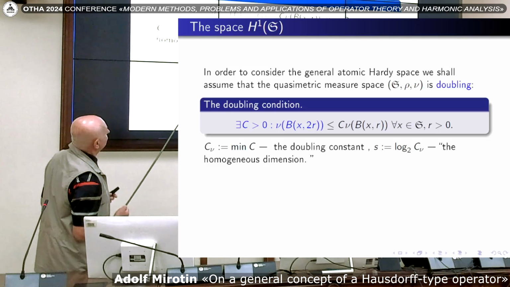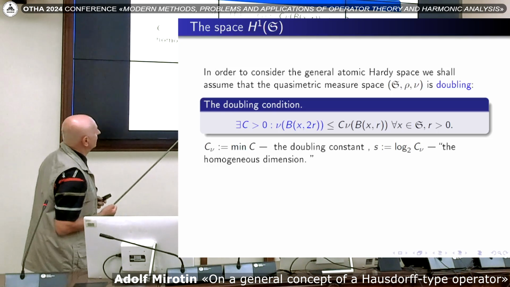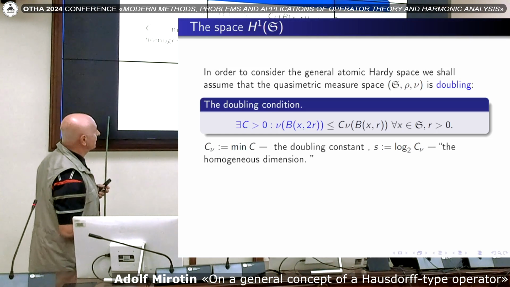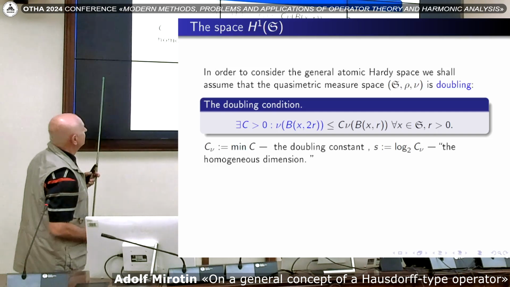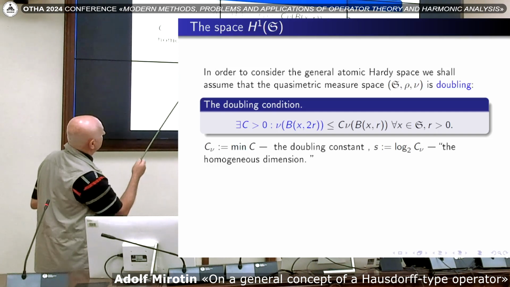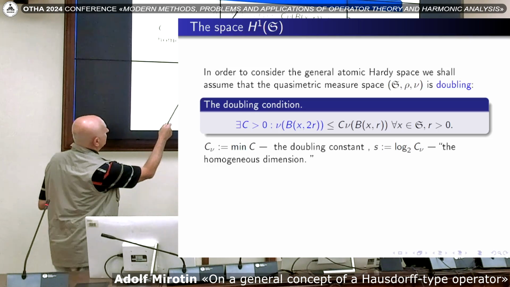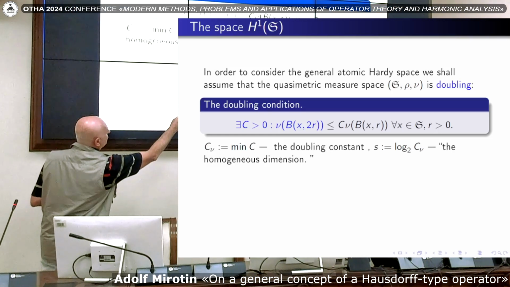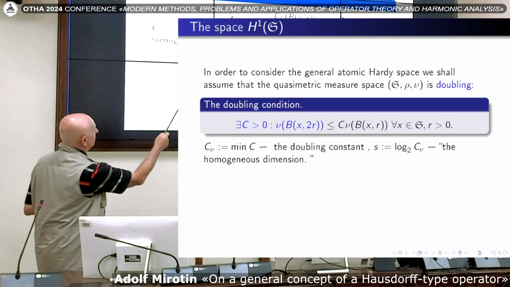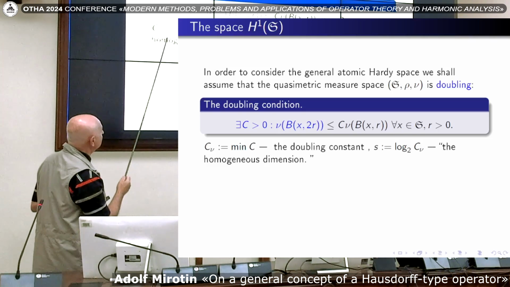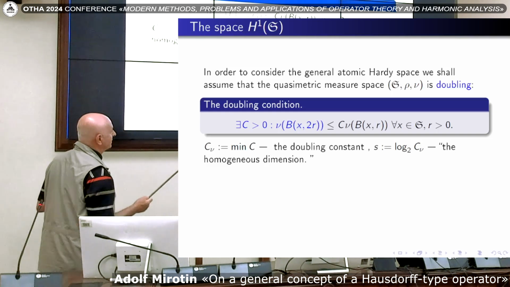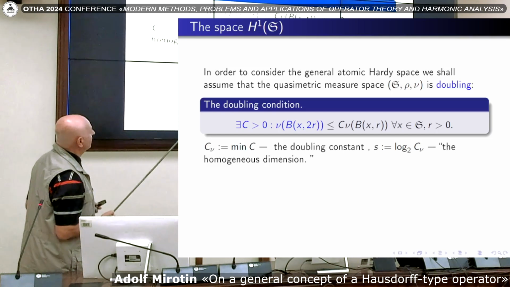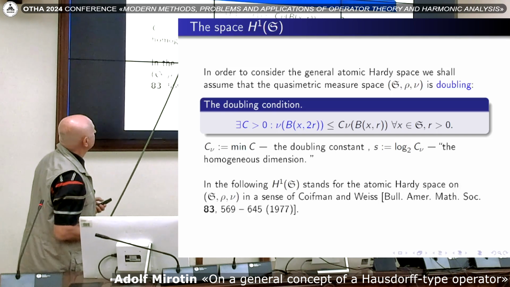So I want the so-called doubling condition. We say that the metric measure space S, rho, nu is doubling, or in other words, nu is a doubling measure, if there is a constant C such that the nu measure of the ball with radius 2r is less than or equal to C multiplied by the measure of the ball of radius r. So C does not depend on x and on r. And the smallest C is called the doubling constant, and its logarithm is called the homogeneous dimension of this doubling measure space.